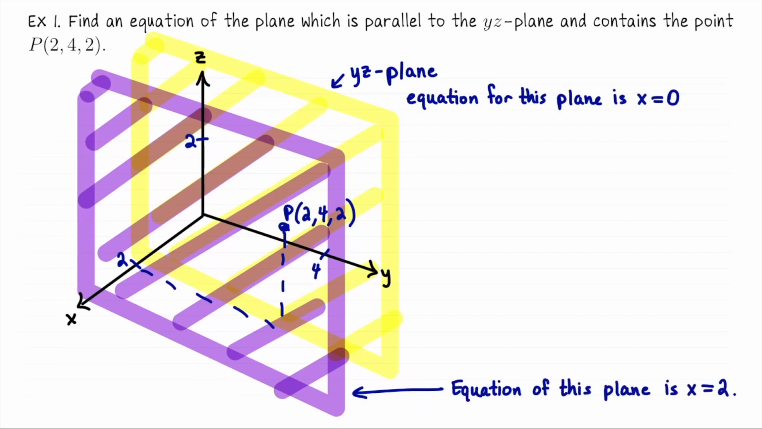All points in R3 which have x equal to 2 will land on this plane, and every point on this plane satisfies the property that its x coordinate is 2. So you satisfy this equation by being on this plane and vice versa.